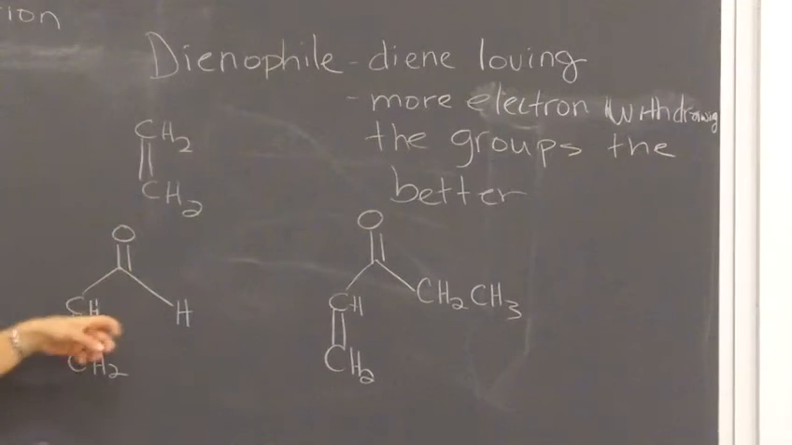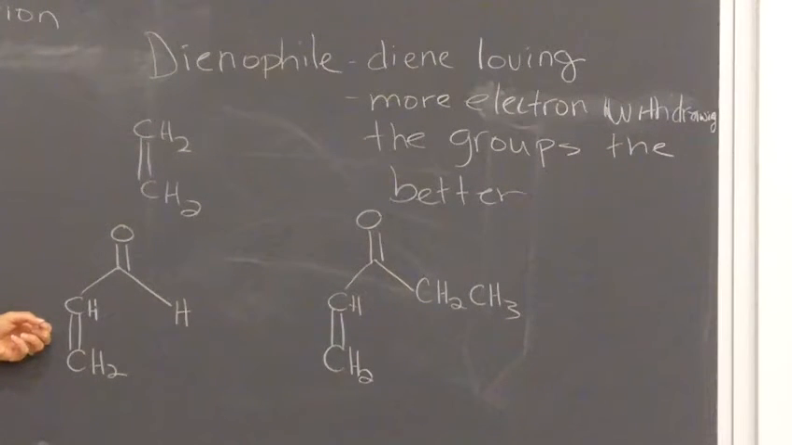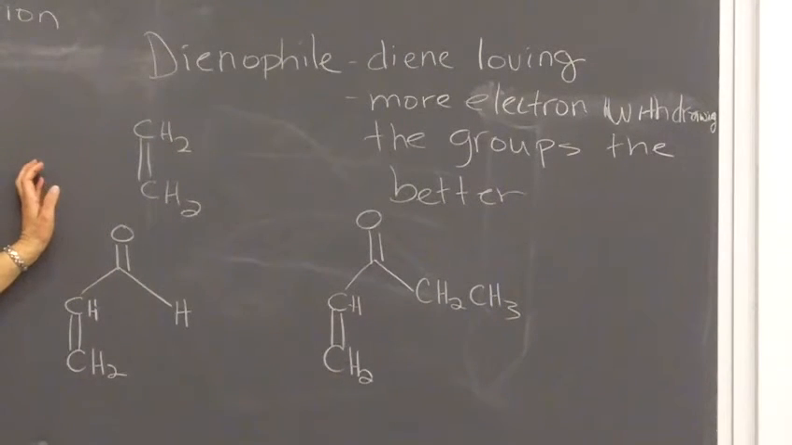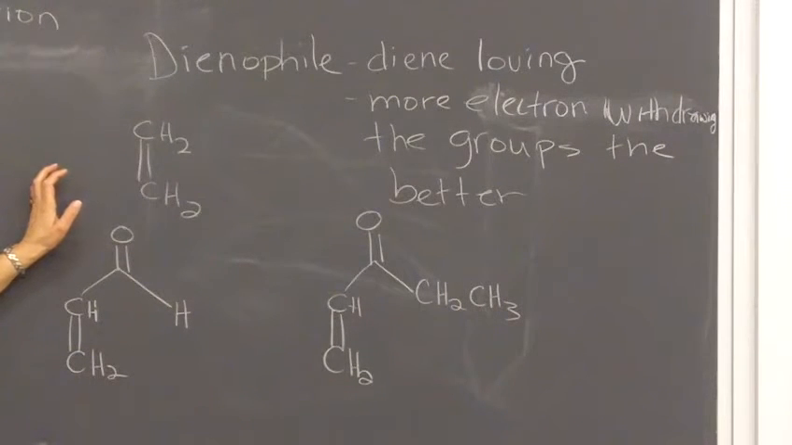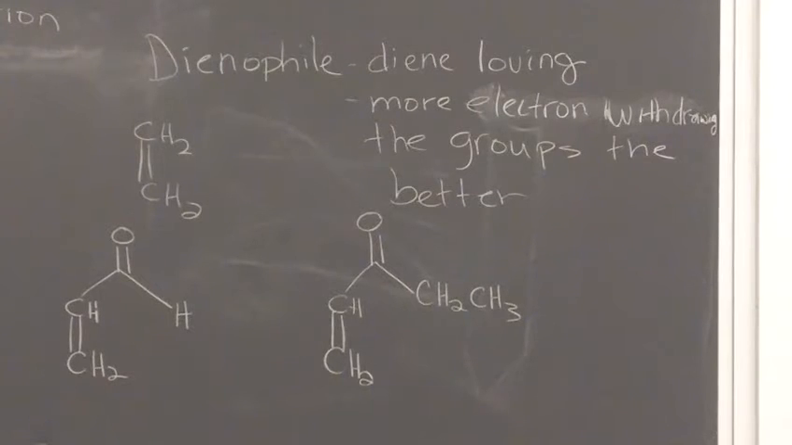But you want the groups that are actually attached to the carbons of the double bond to be electron withdrawing versus being electron donating. So the more pull of electron density you can get, the better off your dienophile is going to be, and the faster it will react. All right. So like I'll show you here in a minute, our dienophile for this week actually has 2 electron withdrawing groups on it, so it makes the reaction really quick, all right? It'll be the quickest reaction you've seen yet, okay?